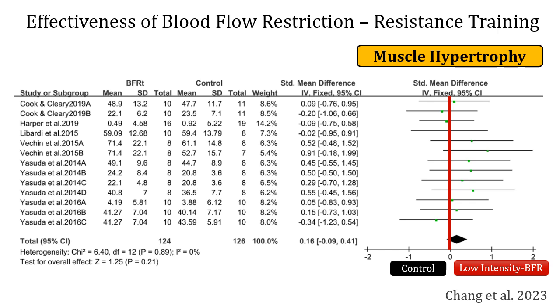When it comes to muscle hypertrophy in comparison to the control group, once again there's a favoring of the low intensity BFR. Granted, the diamond here does seem to cross midline, thus the effect would otherwise suggest that it's equivocal between the two groups, but certainly leaning towards the BFR group.